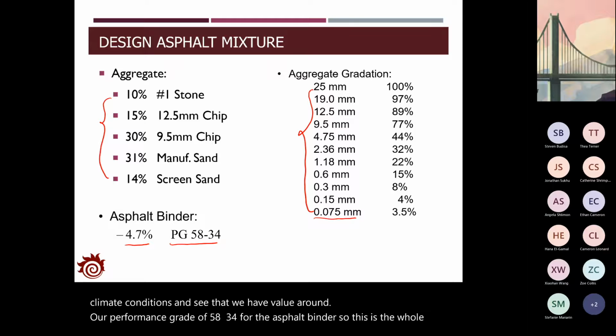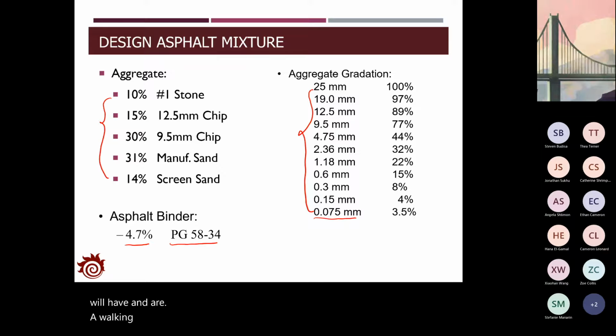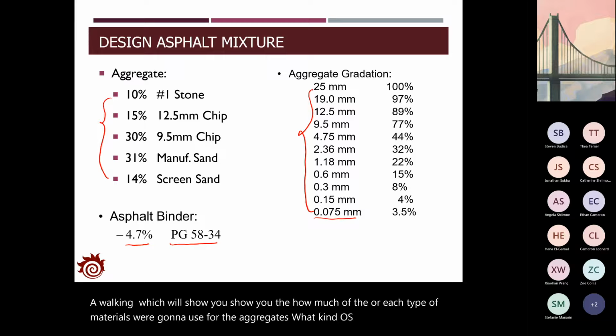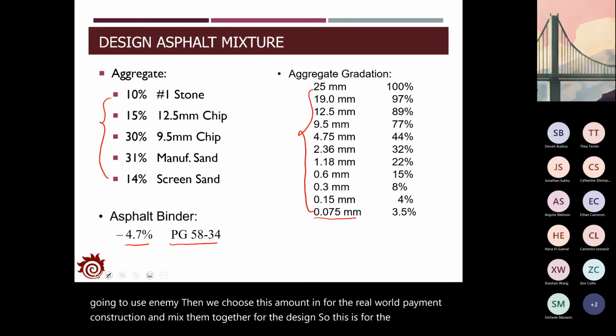So after you conduct all the experiments, all these 4 steps, eventually you will have the working sheet, which will show you how much of each type of material we're going to use for the aggregates, and what kind of asphalt binder we're going to use. Then we choose these amounts for the real world pavement construction and mix them together for the design. So this is the general Superpave mix design procedure.